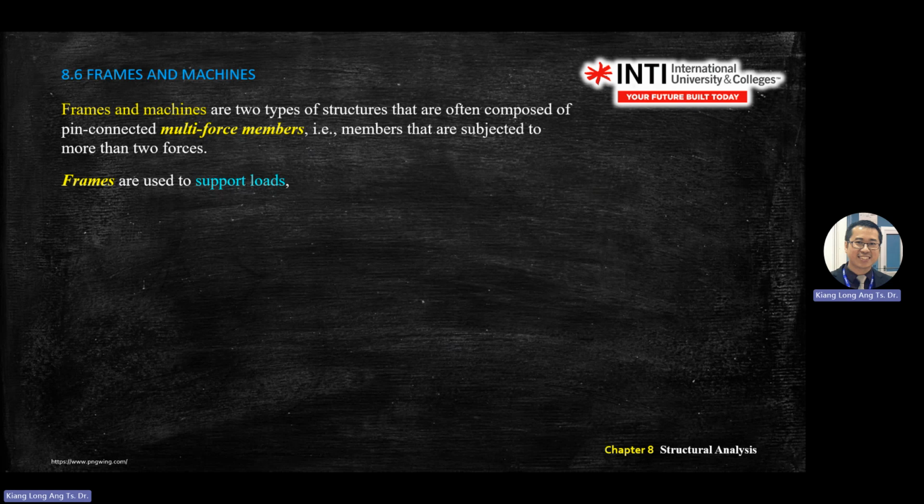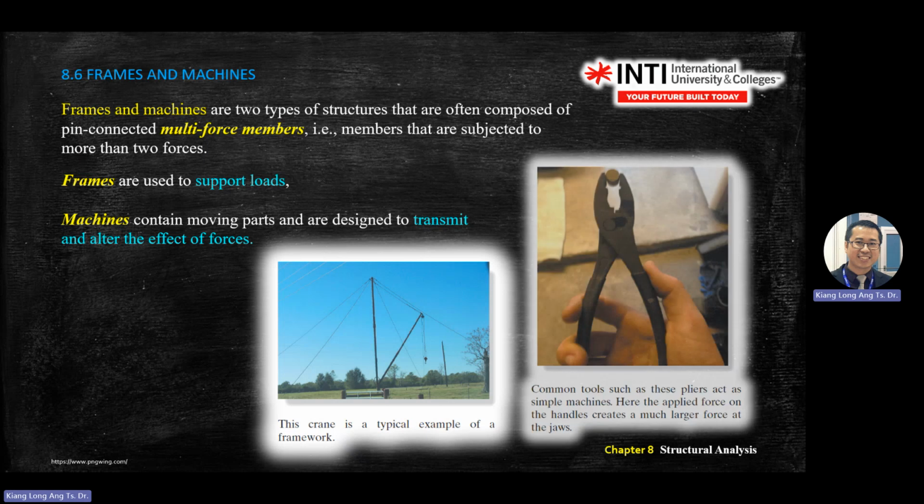Right. So frame is used to support load. Machine is used to transfer and change the effect of force. So the two different explanation here. Frame is used to support load like truss and all this. Truss, they also support load. Machine, they are used to either multiply the forces or reduce the forces. Okay.